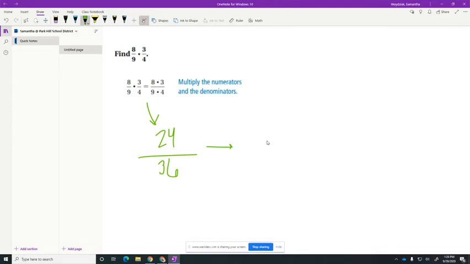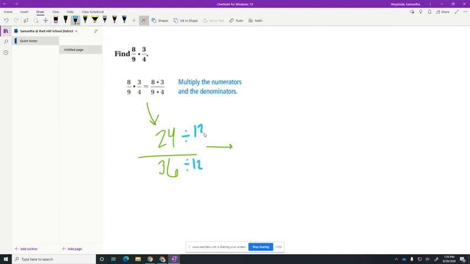So we want to take a look and we want to see what numbers go into 24 and 36, right? So I know that 6 goes into 24 and 36, but I think there's a number that's bigger than that. And I look and I think, okay, my factors, I think 12 goes into both. So if I think about it, 12 times 2 is 24, 12 times 3 is 36, so we're good. 12 does go into 24 and 36, and I can't think of a number that's bigger that goes into both of them.